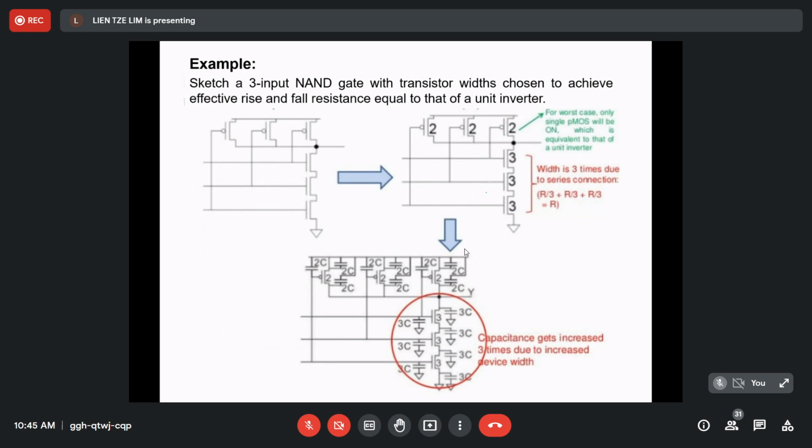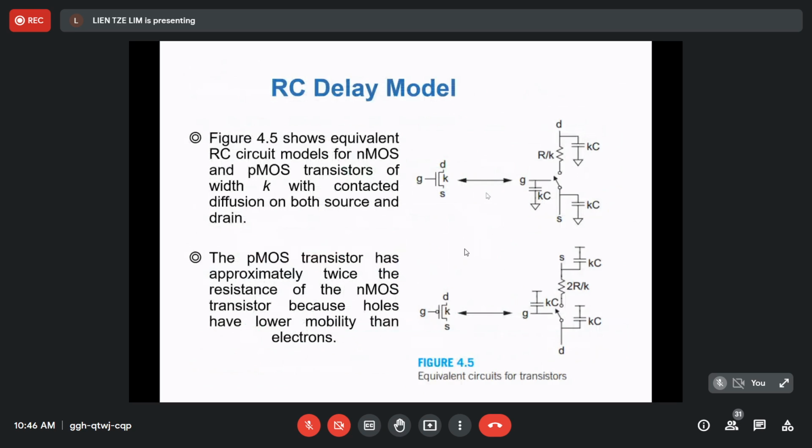Okay, so to determine the resistance and the capacitance, we can refer back to this slide. This is the slide on RC delay models, which shows the values of the capacitance and the resistance for NMOS and PMOS. You see this K is the width. After we determine the width, we can multiply it with the capacitance to know the values of the capacitance. For both the PMOS and NMOS transistor, the capacitance is just multiplied with K.